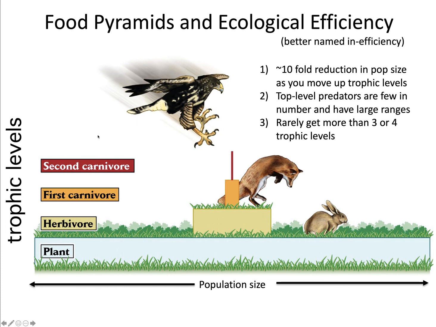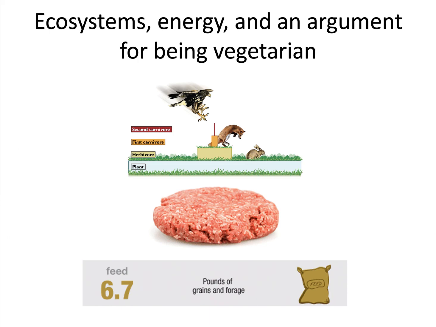So typically you only get a second carnivore, maybe one more than that, but that's really pushing it in terms of the amount of energy available to that next trophic level. And this is one of the arguments that's been used for being vegetarian. This is true more or less, and it's going to vary depending on where you look, but in general, for about 1 pound of hamburger, you need about 6 to 7 pounds of grains and forage, not to mention a ton of water and a ton of other resources just to produce that 1 pound of hamburger.